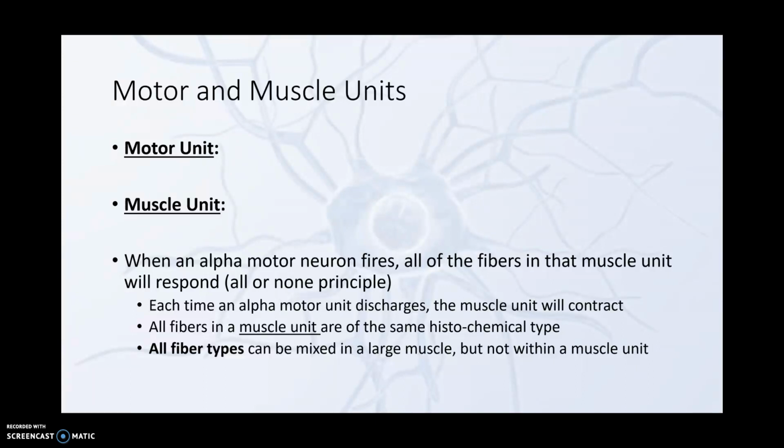So all fiber types, meaning type 1, type 2, type 2A, and so forth, can be mixed in a large muscle, but not within a muscle unit. So you will not see type 1, type 2A, or type 2B muscle fibers within a muscle unit, but you will see them mixed in, like we talked about last time, within a larger muscle. So the biceps muscle as a whole may have a mix of type 1 and type 2 muscle fibers. However, a muscle unit itself will not have different muscle fibers.